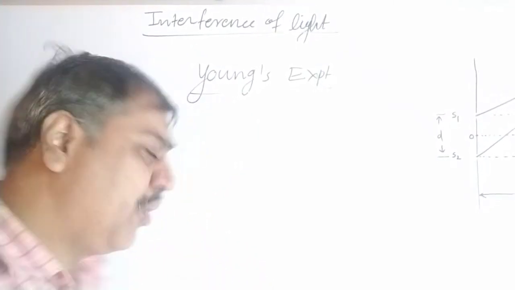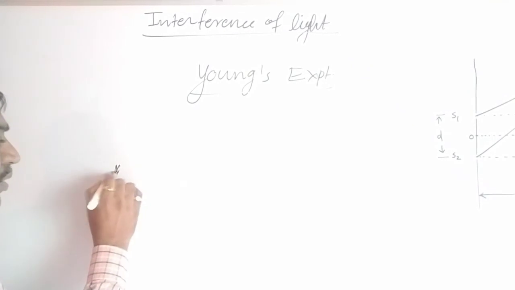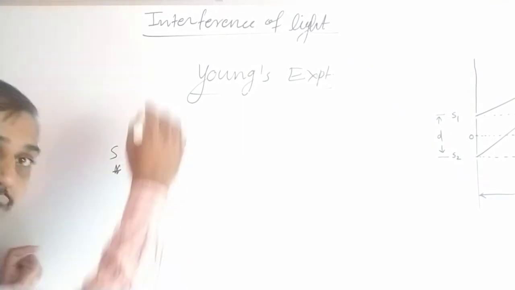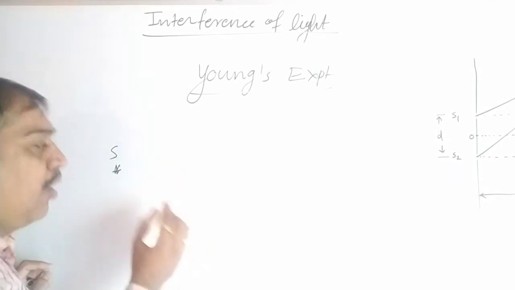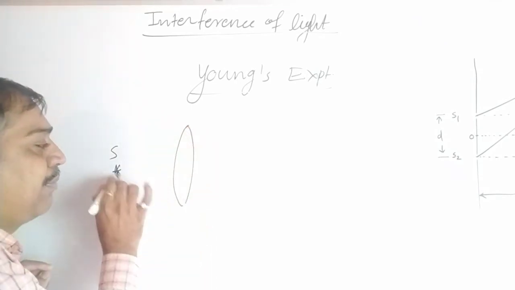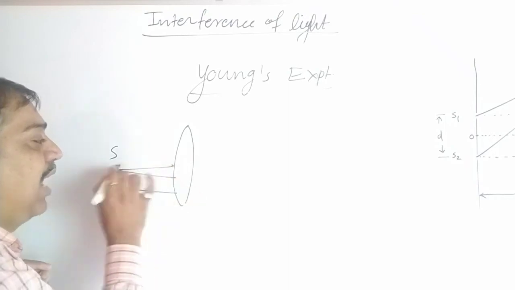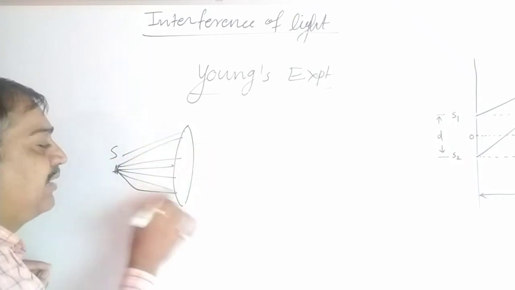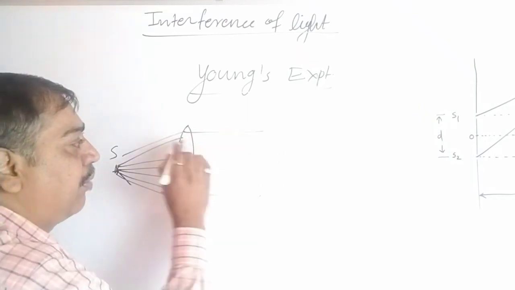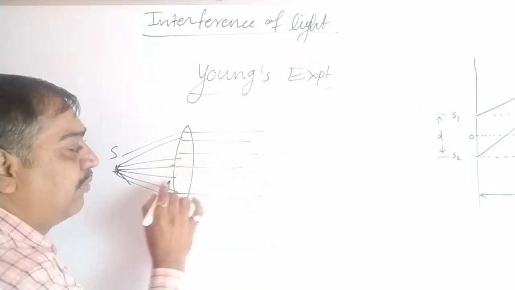I have already told you, he used a single source. Then either we can convert it into a single slit having two holes, or we can use a biconvex lens. The light coming from this is incident on it, and finally we get plane waves of light from this.